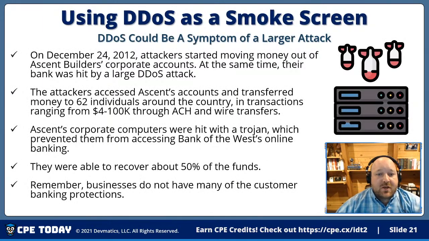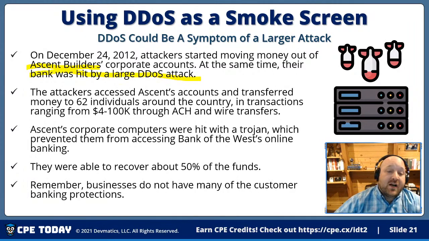Here's an example. This was for a company called Ascent Builders. They're a big construction company based here in the United States, and this attack occurred in 2012. In 2012, attackers started moving money out of this company's bank accounts. At the same time, they also hit the bank with a large DDoS attack, essentially taking the bank's online banking system offline.